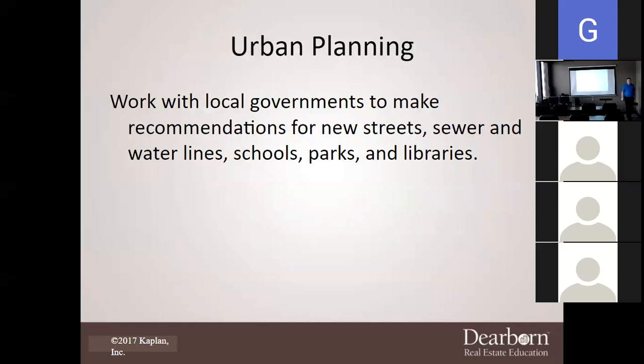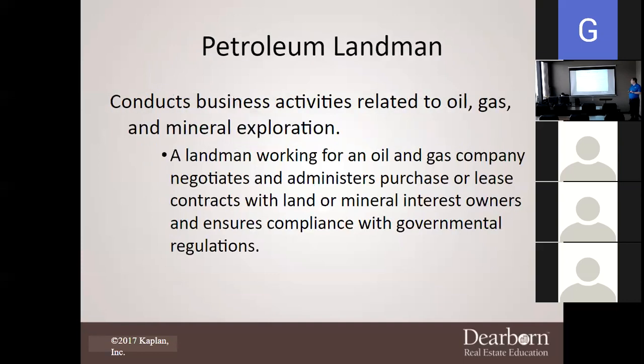The other one is urban planning. Urban planning is where you work with local governments to make recommendations for new streets, sewer, and water lines, as well as schools, parks, and libraries. Petroleum landman conducts business activities that are related to oil and gas and mineral exploration. A landman working for an oil and gas company negotiates and administers the purchase or lease of contracts with the land or mineral interest owners and ensures compliance with governmental regulations.